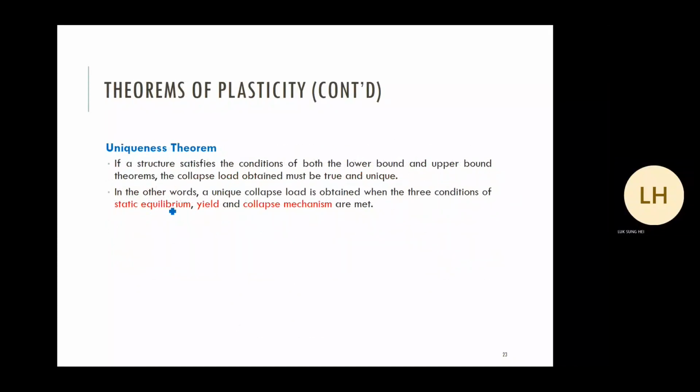The last one, uniqueness theorem. Uniqueness theorem means you consider all the conditions. You consider equilibrium, you consider the collapse pattern, consider all factors. If you consider all factors, collapse mechanism, equilibrium, everything, then for sure it will give you the exact value. This idea is called uniqueness theorem. But this one is also quite difficult to analyze because there are too many constraints. You have to consider too many factors together.